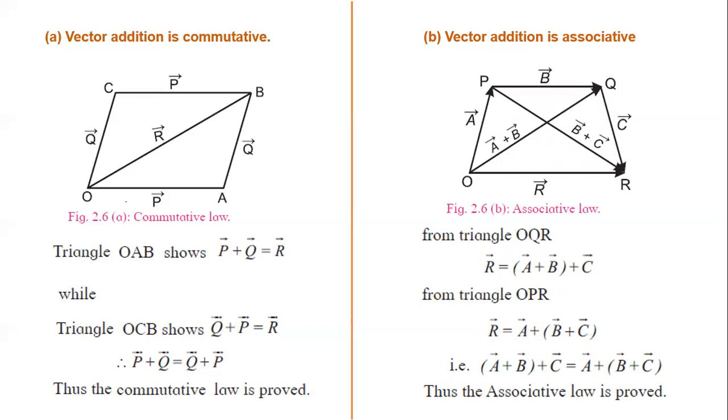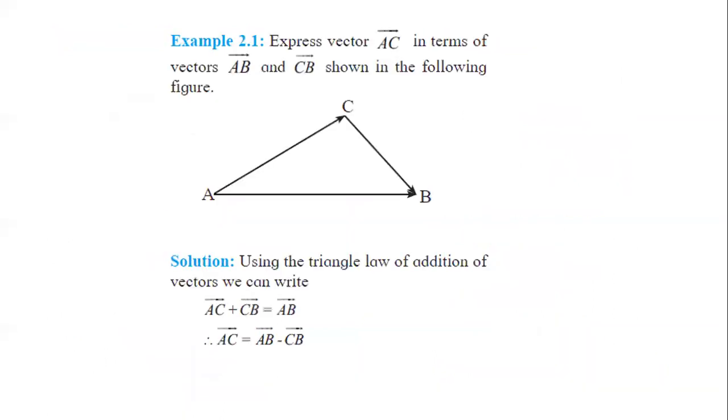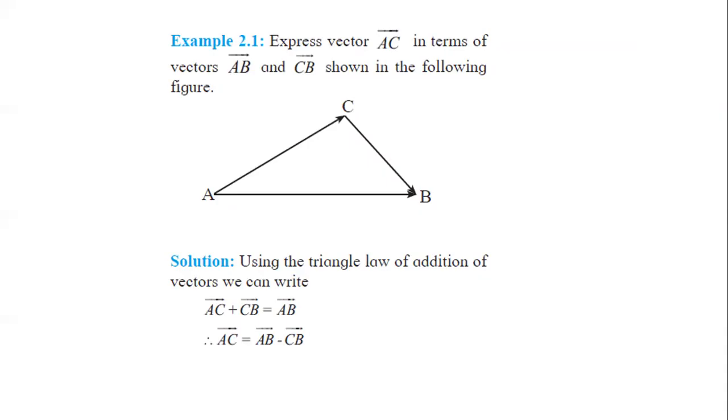I hope everyone understood what is commutative law and what is associative law. Now one problem is here. Express vector AC bar in terms of vector AB bar and CB bar as shown in the figure. So you can see a diagram. Now here, in the solution also you can see, using the triangle of addition, vectors can be written. So what you have to do is express this AC bar in terms of these two.